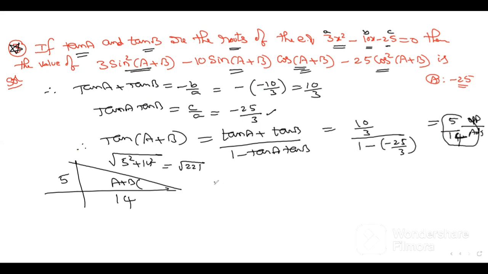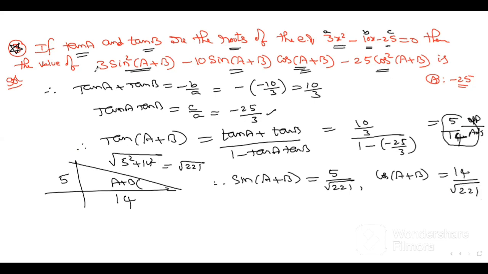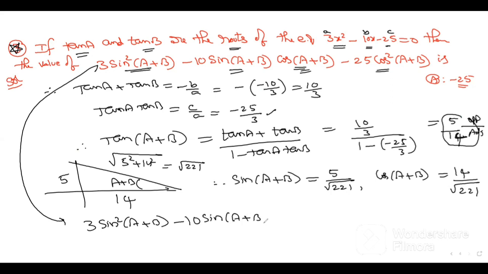Now, from this triangle, find out sin A plus B. Sin A plus B is equal to opposite side by hypotenuse, 5 by root under 221. Cos A plus B is equal to adjacent side by hypotenuse, 14 by root 221. Here, what is required? This value is required: 3 sin square A plus B minus 10 times sin A plus B cos A plus B minus 25 cos square A plus B.